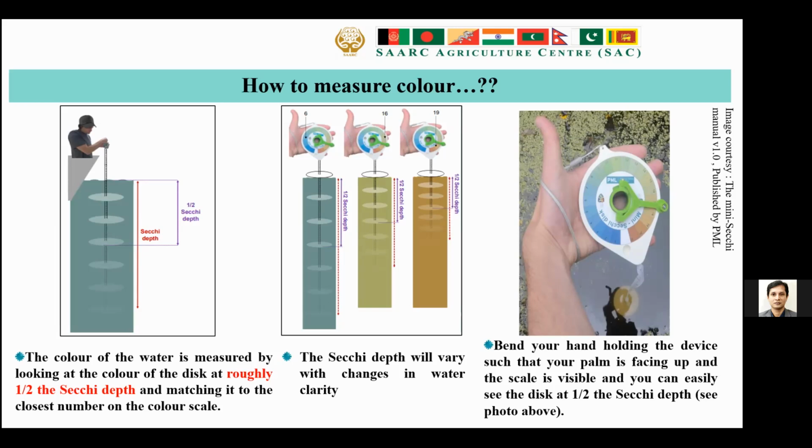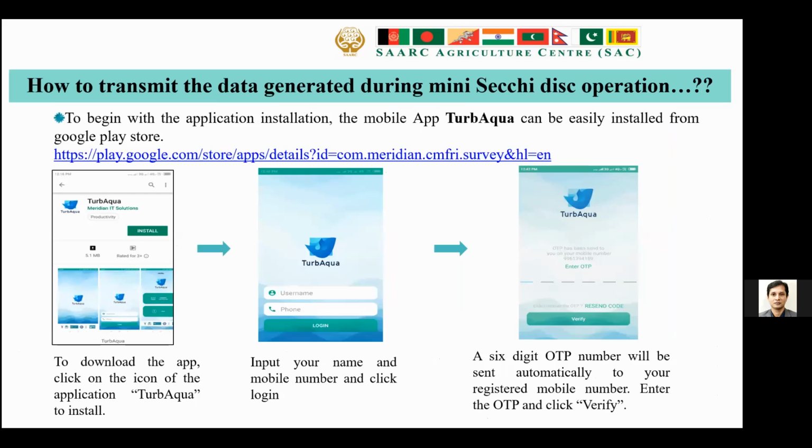So we use this device, which is hand-held and can sit in your palm, and the scale is easily visible. The 1 to 21 scale is also easily visible. And how the data is transmitted, you have to install, just a minute.